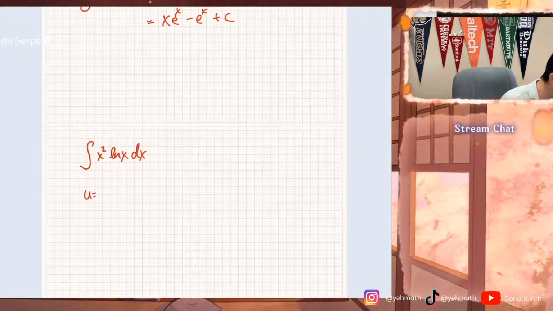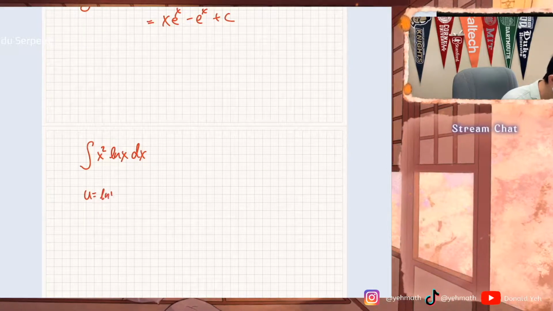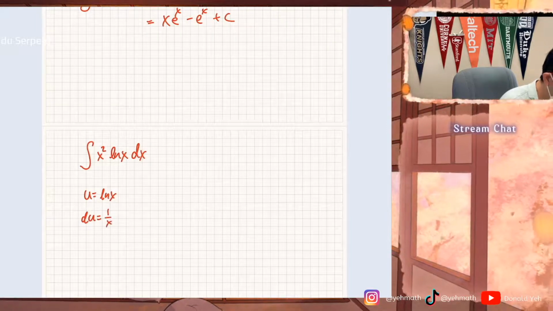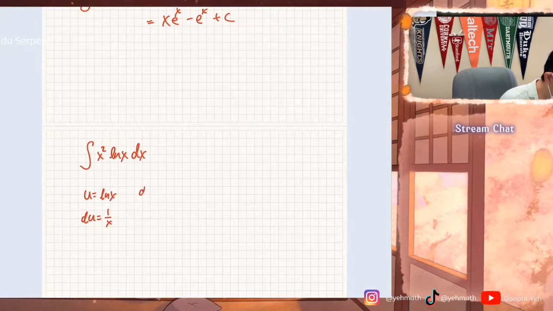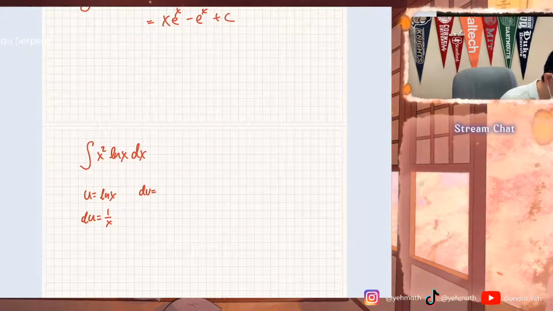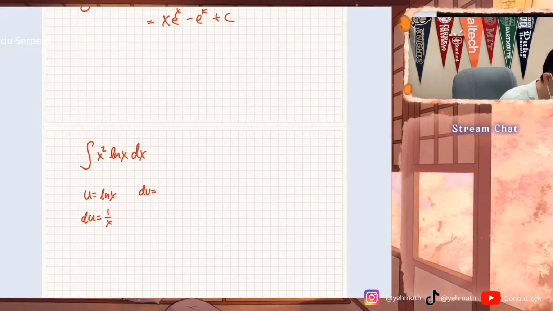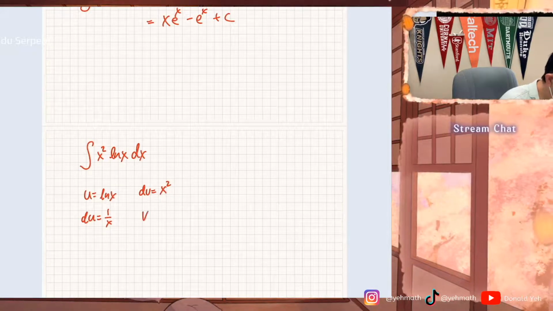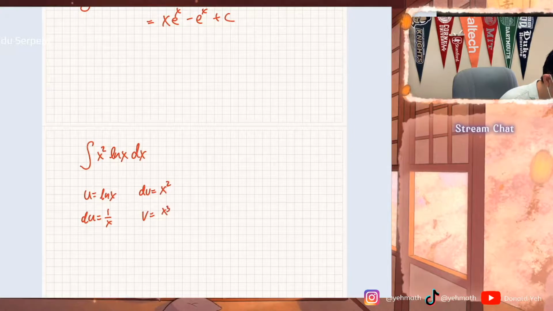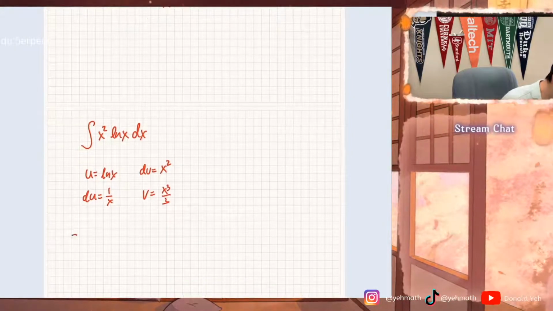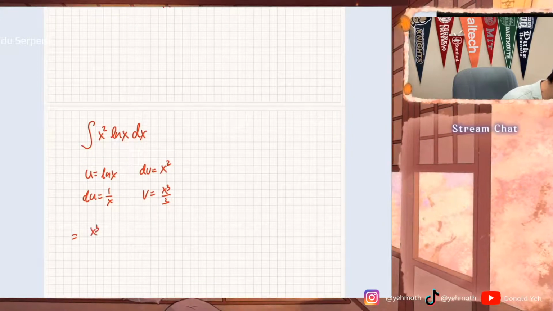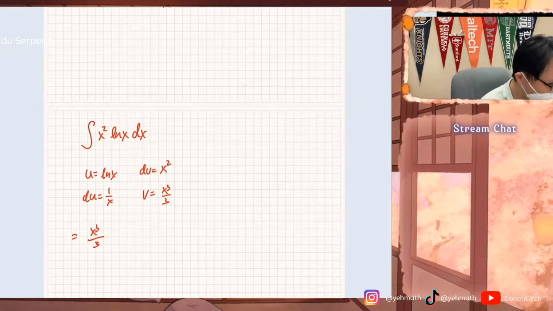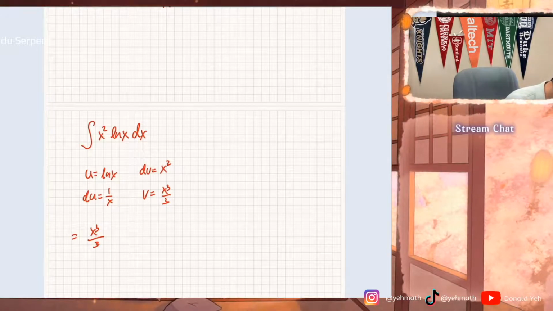So u is equal to what in this case? Ln of x, and du is equal to 1 over x, and dv is what? x squared dx. And what's v? x cubed over 3. So that's equal to uv, which is x cubed over 3, right? And then what?